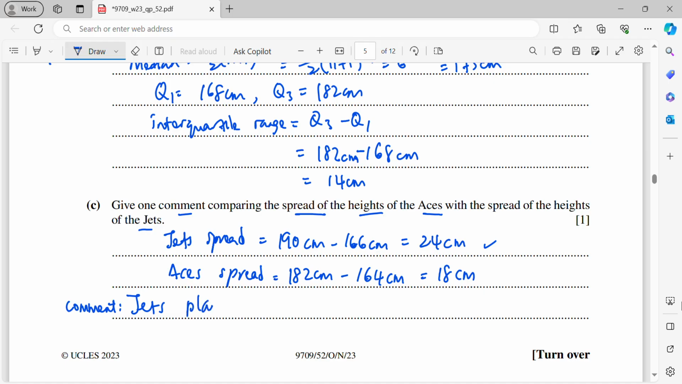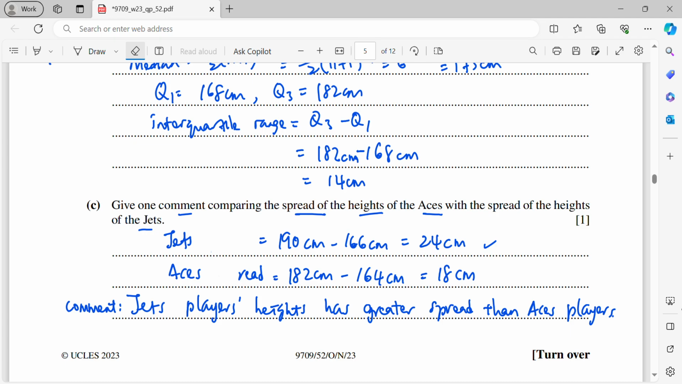Jets players' heights has greater spread than aces players. Okay, or here if you don't write spread, you can just write range. It's the same. Okay, so that's the solution for part C.